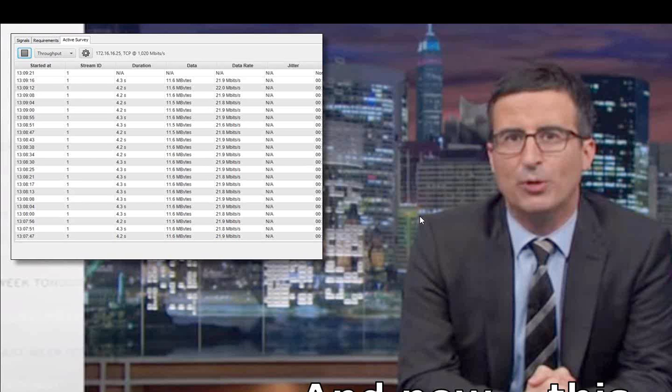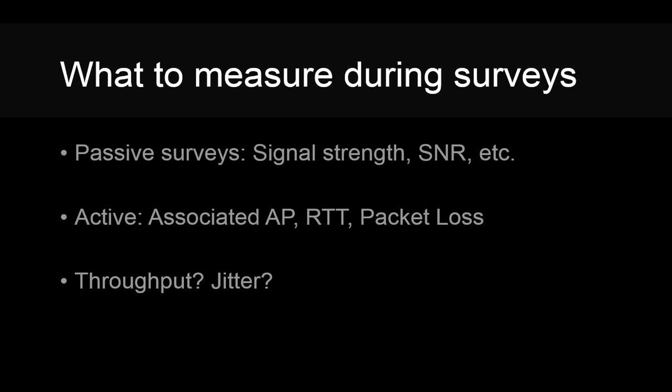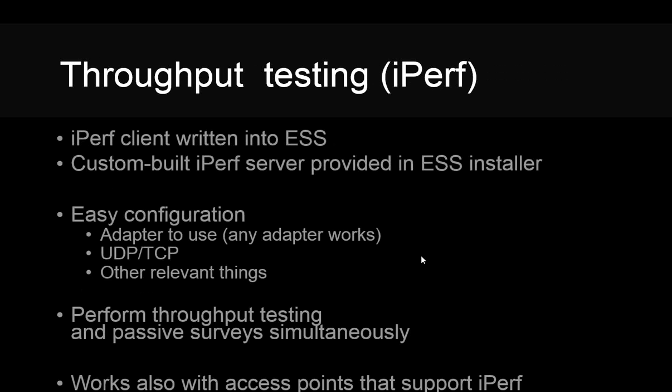And I'm just skipping through. So what did we bring? We brought a throughput testing tool, since we had no way previously of measuring throughput or jitter. We did have passive surveys already covering signal strength and SNR and stuff. And then the active survey did cover associated AP and round trip time and packet loss, things like that. But for throughput, we brought an iPerf based throughput tester that has been completely integrated into Ekahau Site Survey.